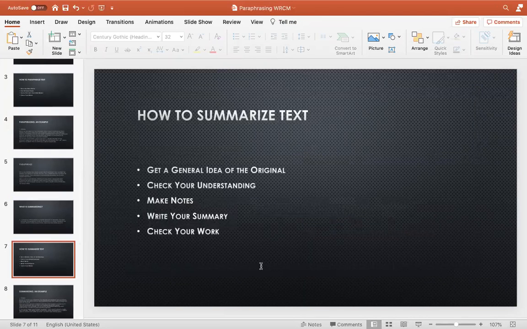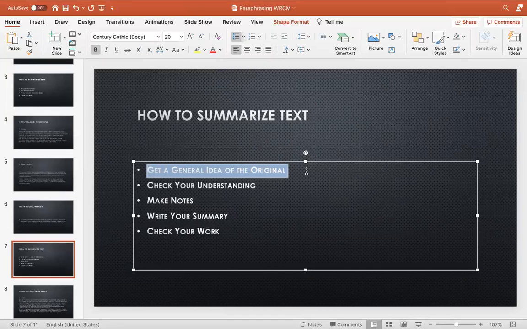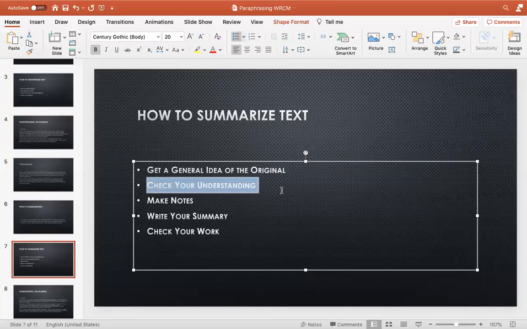So how to summarize a text? First step is get a general idea of the original. Okay, main idea. In other words, try to understand what is the main idea of the text you are asked to summarize. And then check your understanding. You need to assure yourself you know what the content of this article is. It is a kind of self-reflection.